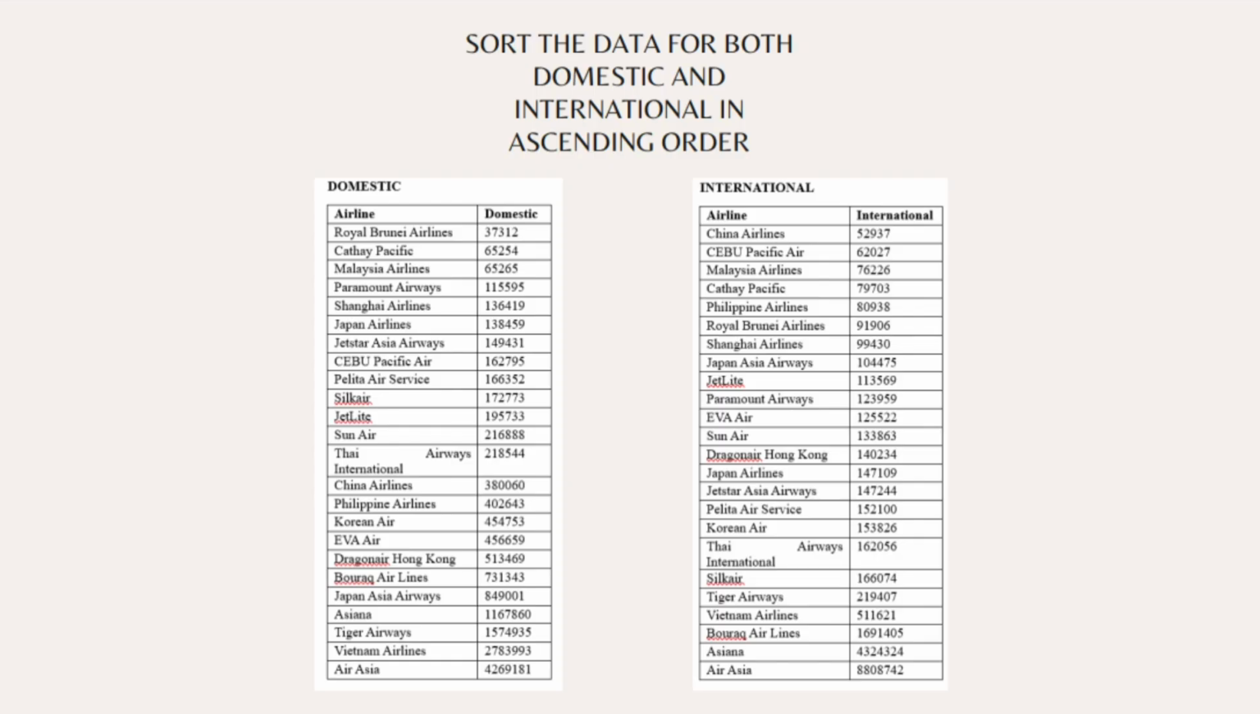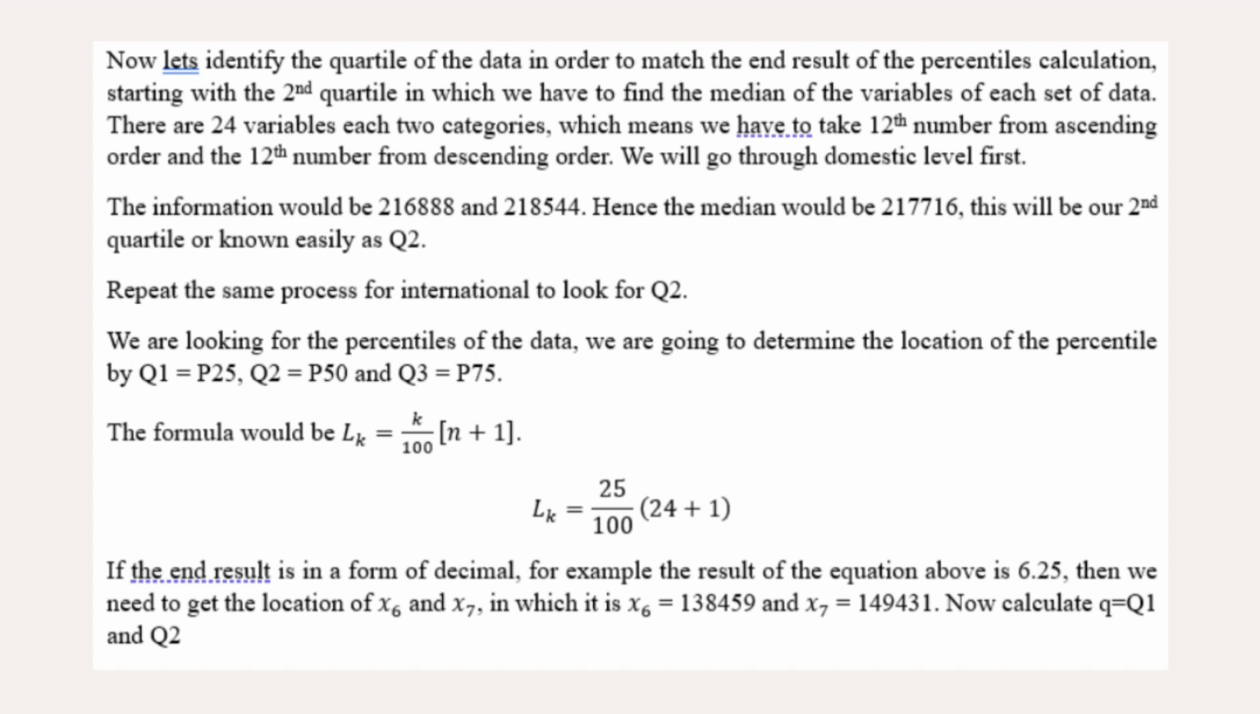Let's start off by computing all the samples into Excel, and then we're going to arrange it in ascending order for both domestic and international, and you will get these results. After we complete that, we are going to search for the second quartile, which is the median of the samples for both domestic and international because it's easier.